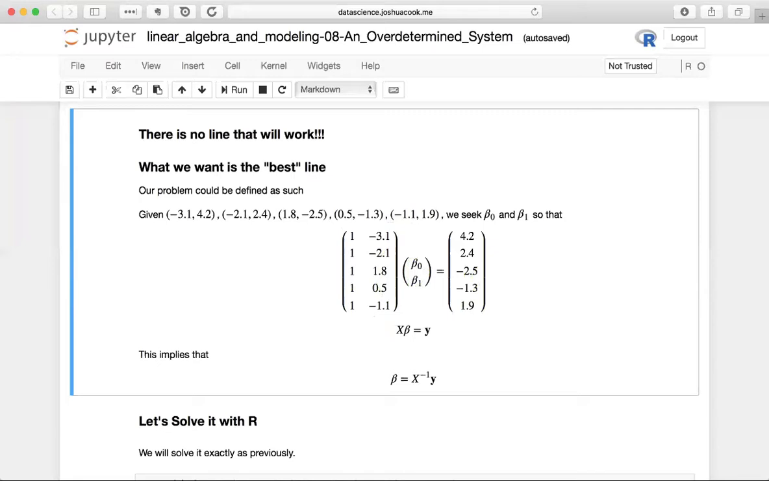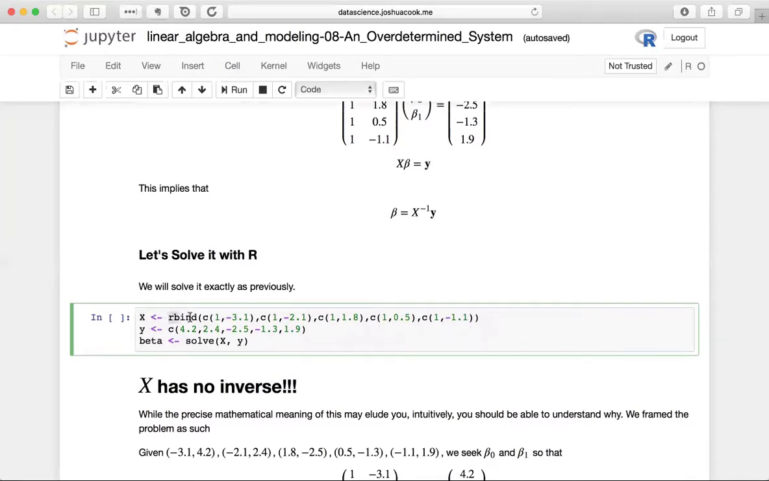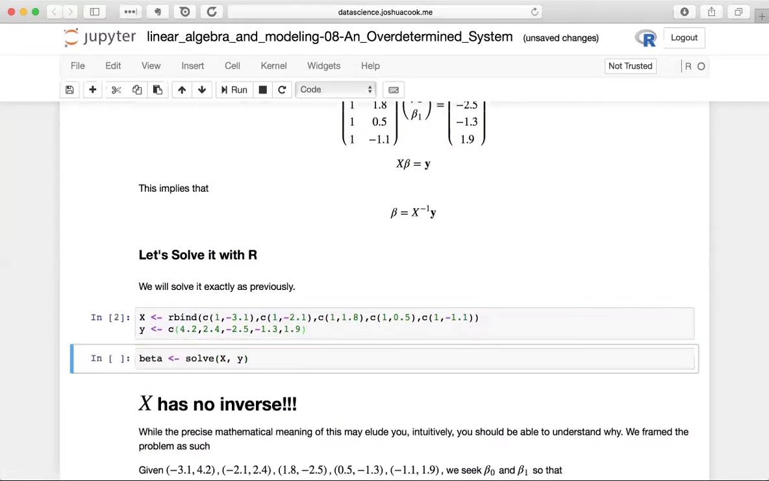If we want to find beta from this equation, we could go back to what we've been doing previously, and we could know that beta is going to be equal to x inverse times y. So let's go ahead and solve that with R. We're going to do this row bind thing again, where each of these is a row vector, and y is this column vector here. Let's split this cell and define these first. Then we're going to say that beta is going to be the solution of x and y. We're going to solve this equation with x and y, and that's going to be our beta.